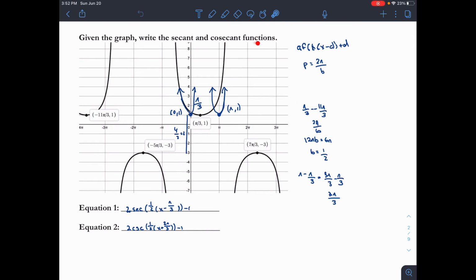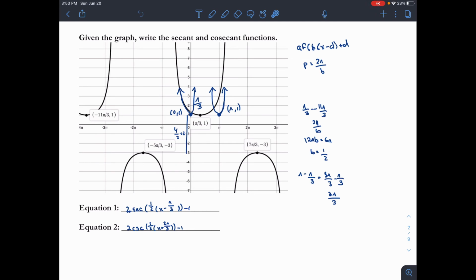Next is the secant and cosecant functions. So again, we have our equation. I just put this here, but this is P equals 2 pi over b to find the b of the equation. So first we have y equals the 2. We get that from, again, the difference between here, from 0, 1 and 0, negative 3. We can see that this is the space, and we would divide this by 2 to get our a value.